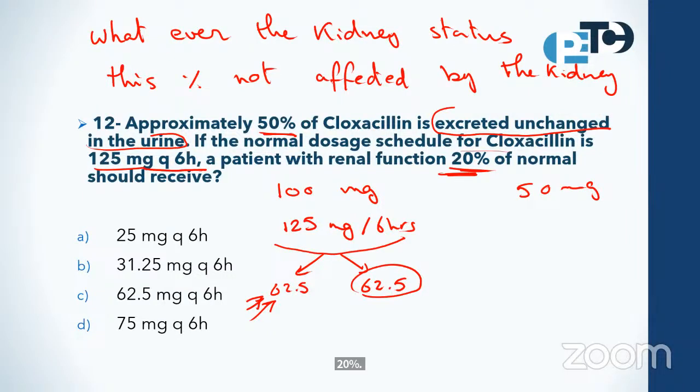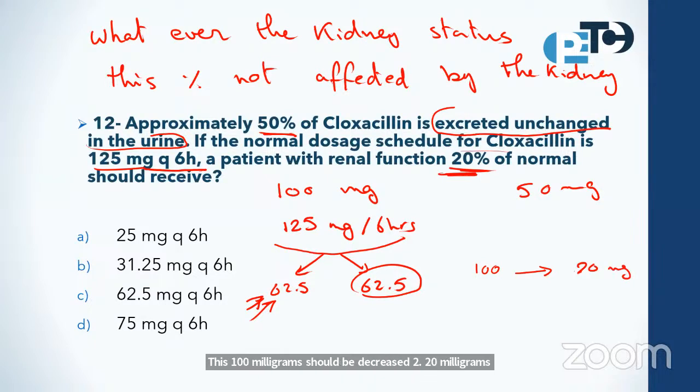What does this mean? 20% means that if the drug is administered as 100 milligrams, this 100 milligrams should be decreased to 20 milligrams, because the new function of the kidney is 20% of its original. So we should decrease the dose by 80%.